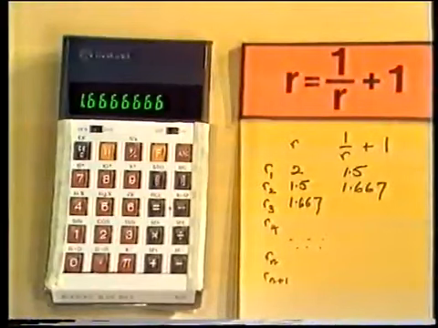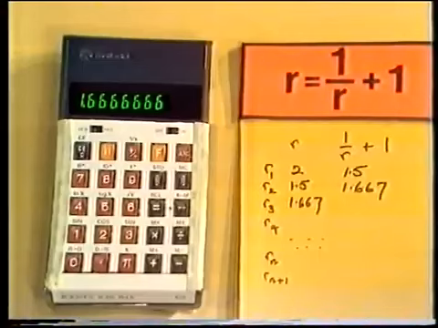Now this sort of repetitive calculation is just the thing that computers thrive on. So what we've done is to program the computer to calculate these successive iterations and to stop when 2 consecutive calculations are the same to 3 places of decimals.